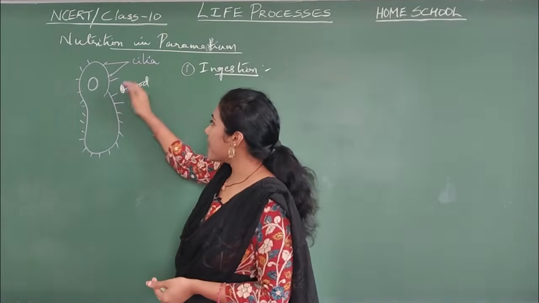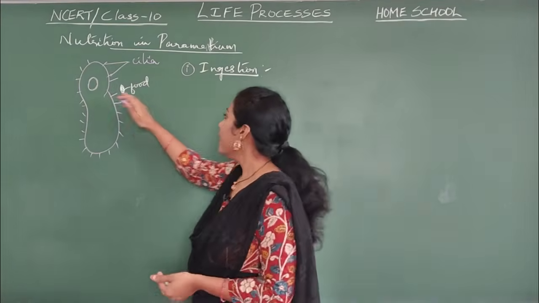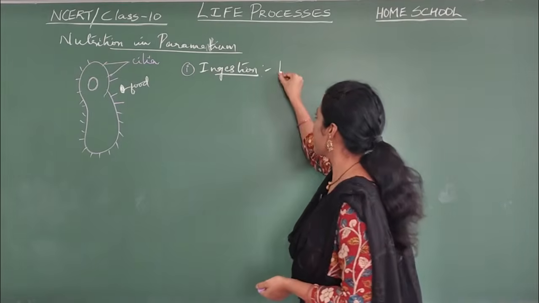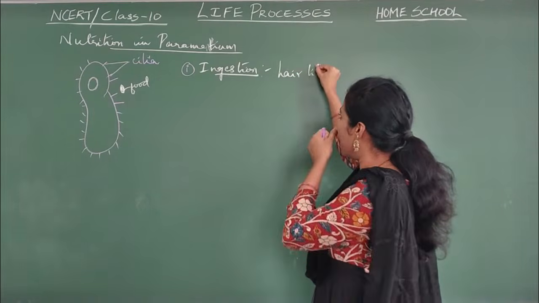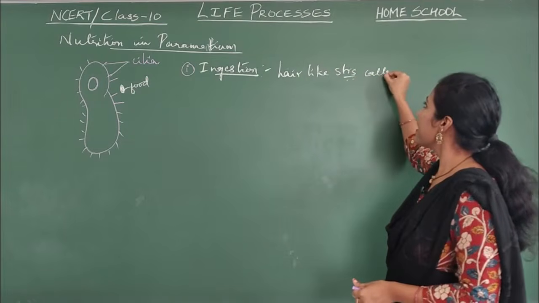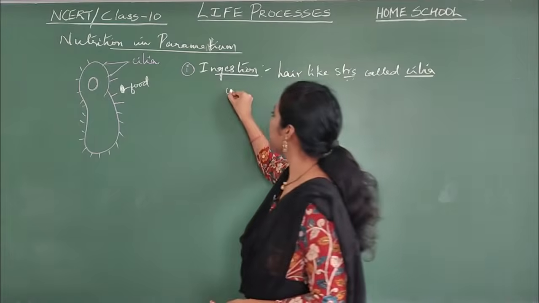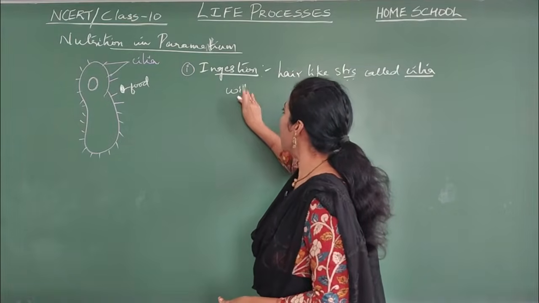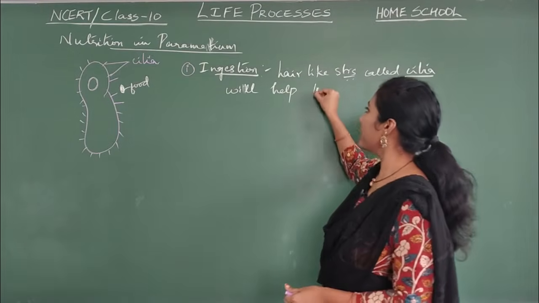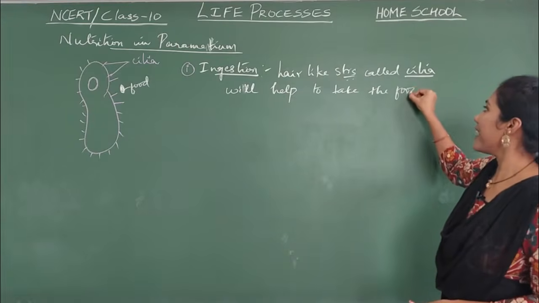Cilia is there, no? It will take the food inside. So cilia is the one. What is cilia? Hair-like structures called cilia. Cilia will help to take the food inside.